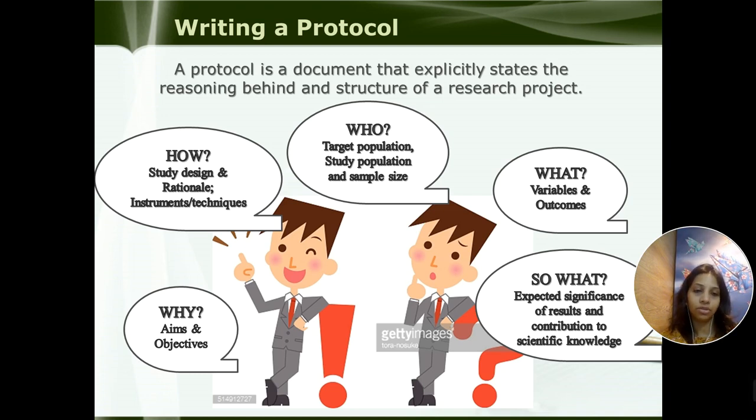First and most important is the why thing, that is what are the aims and objectives of your study. So what is the difference between aim and objective? Usually aim is only one, that is the ultimate goal which you want to achieve through your research, that is your aim. And objective, it can be called as the means to achieve that aim.